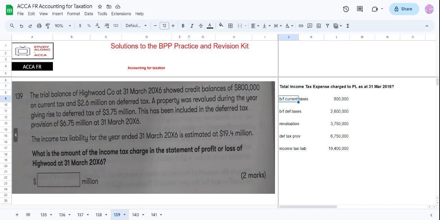It has brought forward current taxes of 800, then brought forward deferred taxes of 2.6 million, revaluation of 3.75, deferred tax provision of 6.75, and income tax liability of 19.4.